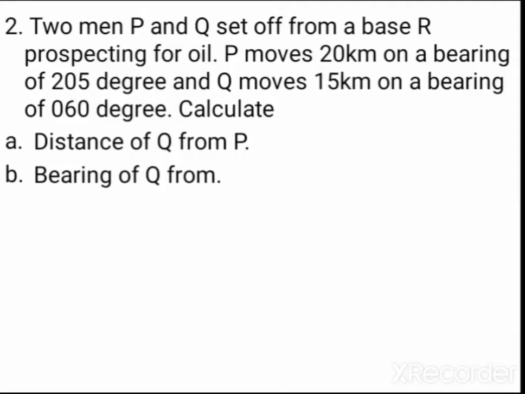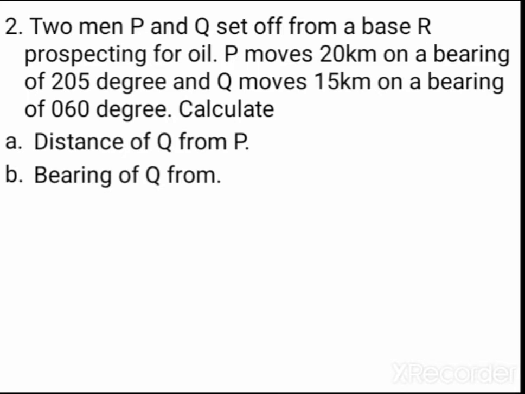Two men, P and Q, set off from a base R prospecting for oil. P moves 20 km on a bearing of 205 degrees, and Q moves 15 km on a bearing of 060 degrees. Calculate (a) the distance of Q from P, and (b) the bearing of Q from P.